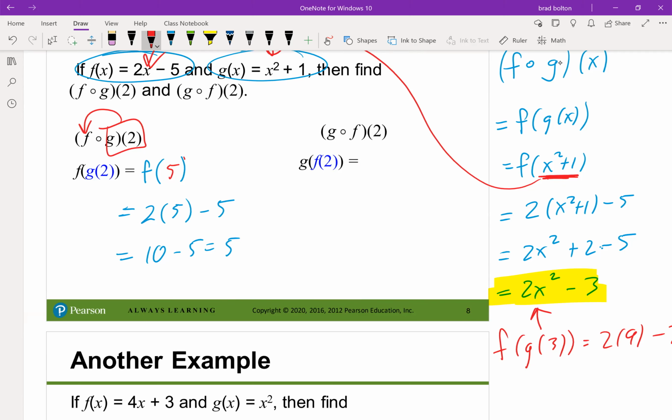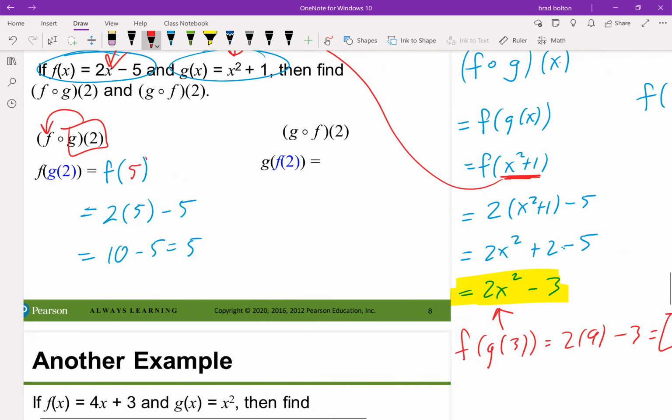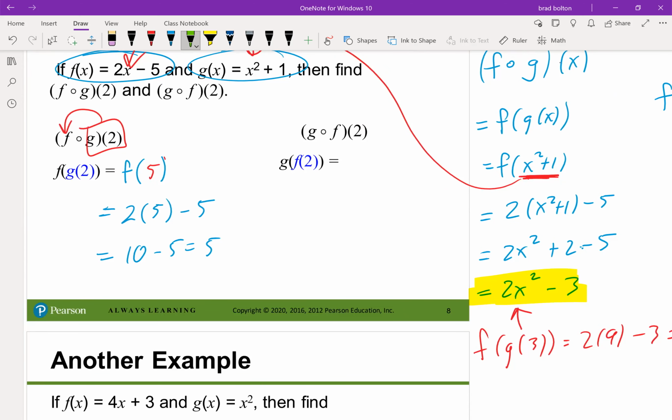So what function is embedded within the other function? That's how I think of it. So now let's go the other way. Let's go g of f of 2, okay? So we'll do this one in green.